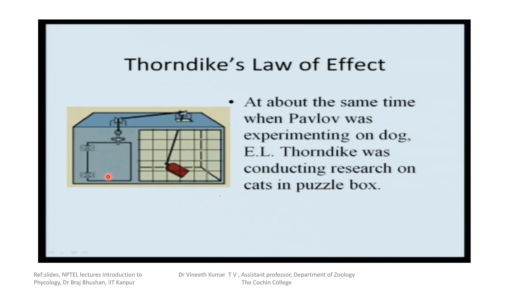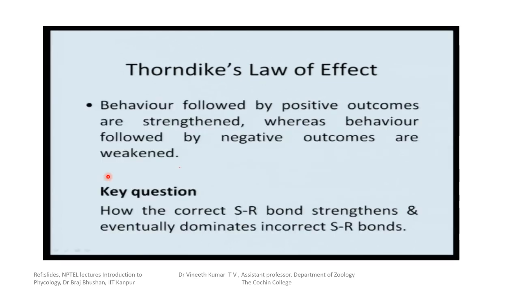Thorndike's experiment, or Thorndike's law of effect, was less well received during his time, but it was popularized by the experiments carried forward by B.F. Skinner. In Thorndike's law of effect, what he described was that behavior followed by positive outcomes is strengthened, whereas behavior followed by negative outcomes is weakened.